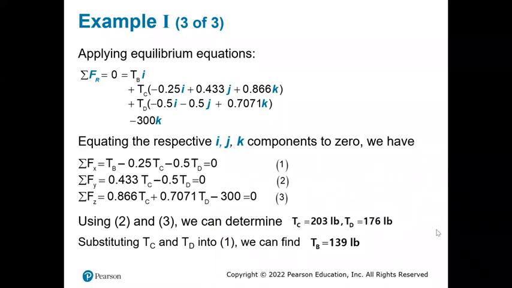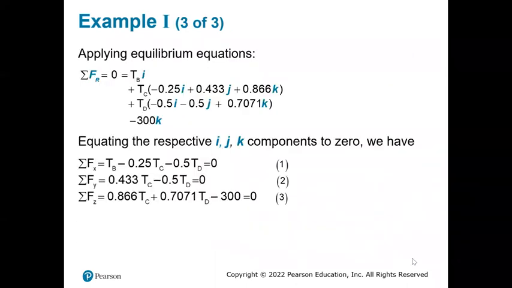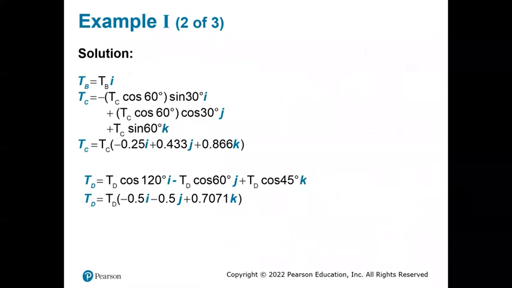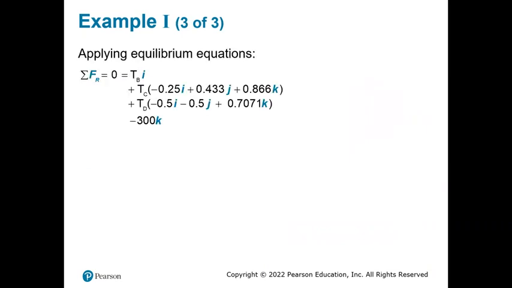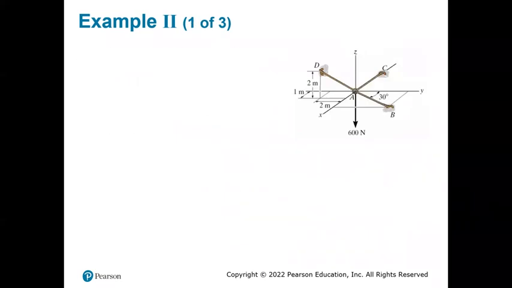And then if I find my forces, I find TC is equal to 203 pounds, TD is equal to 176 pounds, and TB is equal to 139 pounds. So give yourself some time, and after this lecture is over, you can practice it on your own and see whether you get the same answer. So let's look into example 2.